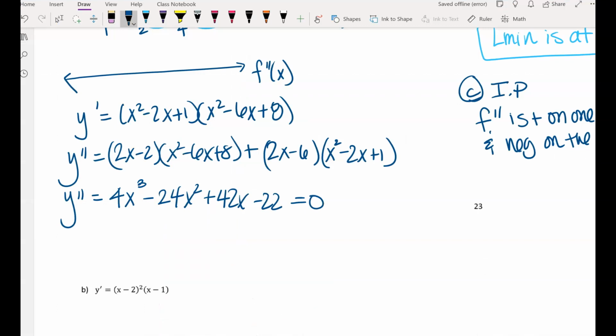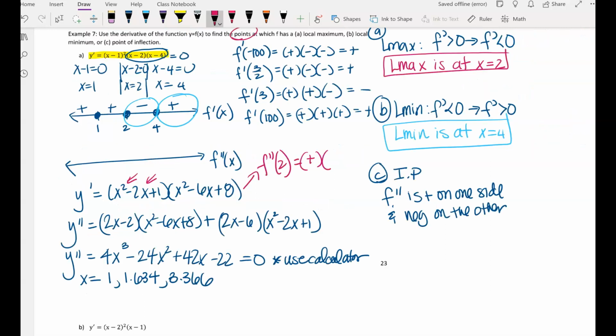Let's go back and write them out. So I'm going to write: use calculator. x equals 1, and then the next one is 1.634, and then 3.366.